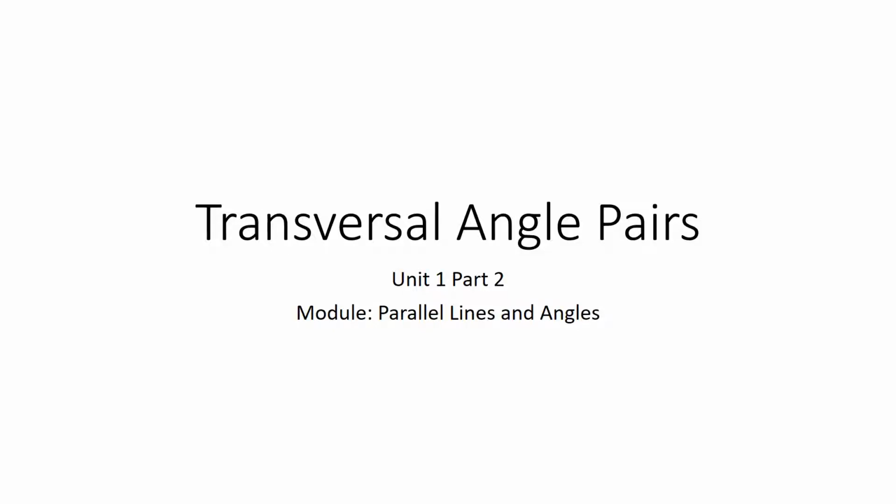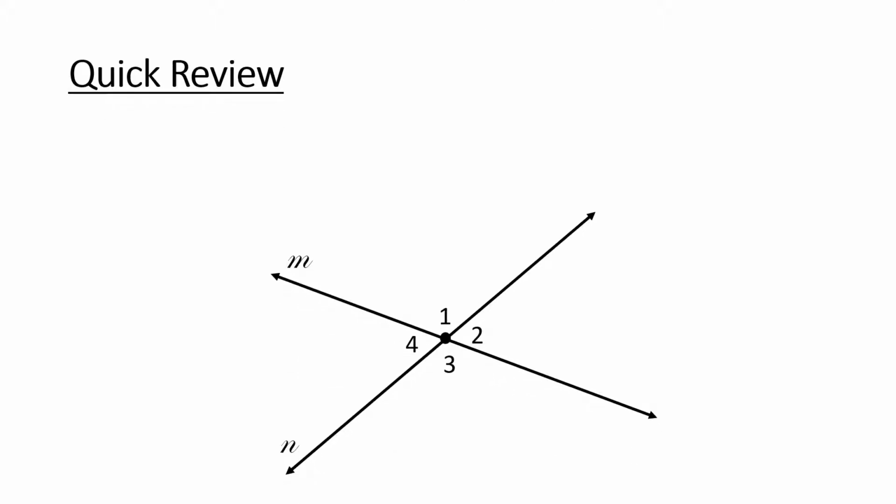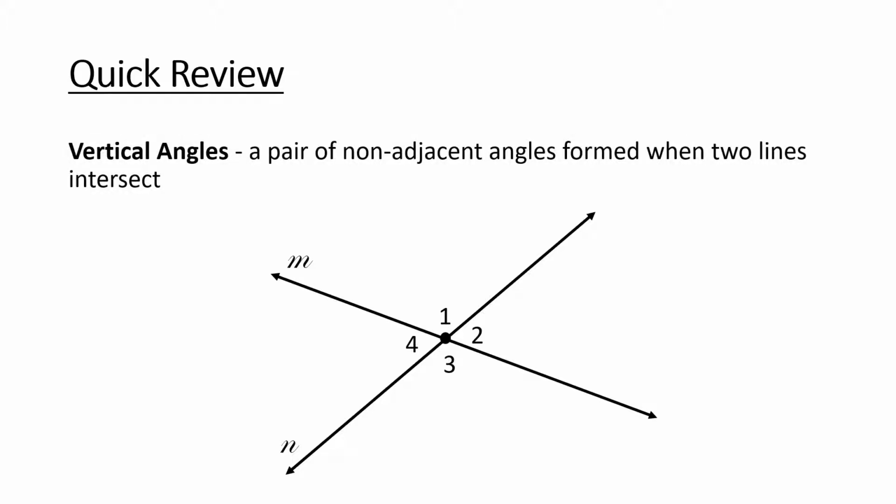Welcome to your geometry lesson on transversal angle pairs. Today we'll start with a quick review of two previous angle pairs we learned about. The first being vertical angles. Now vertical angles are a pair of non-adjacent angles formed when two lines intersect. In this figure, we have two different pairs of vertical angles.